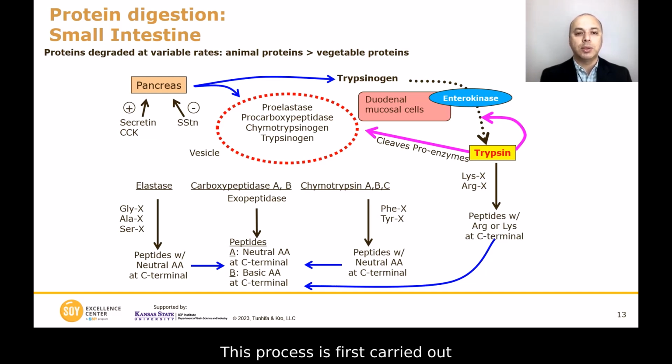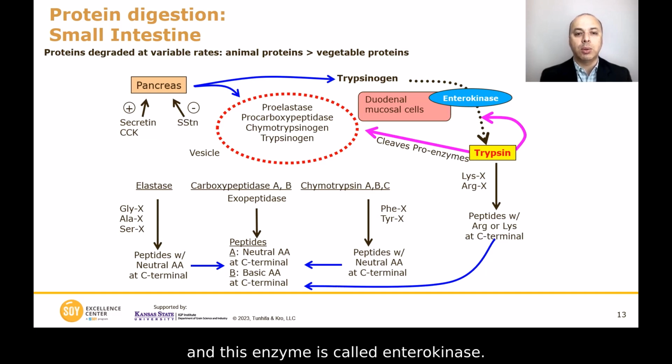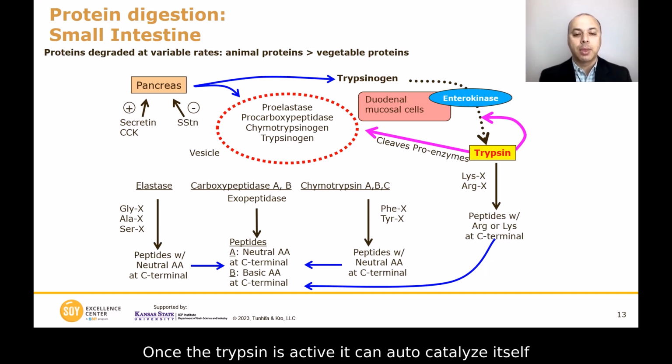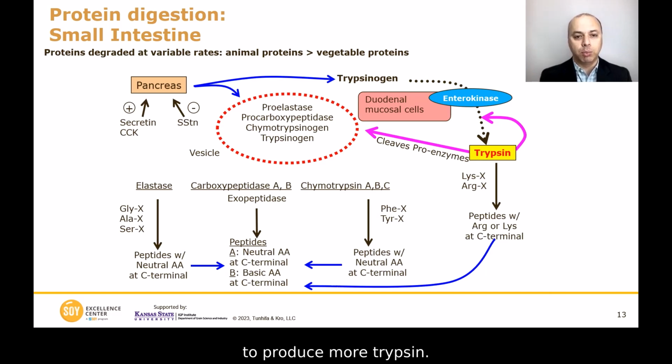This process is first carried out by an enzyme that is secreted by the duodenal mucosal cells, and this enzyme is called enterokinase. And this enterokinase will convert inactive trypsinogen into active trypsin enzyme. Once the trypsin is active, it can autocatalyze itself, and trypsin is able to act on trypsinogen in order to produce more trypsin.